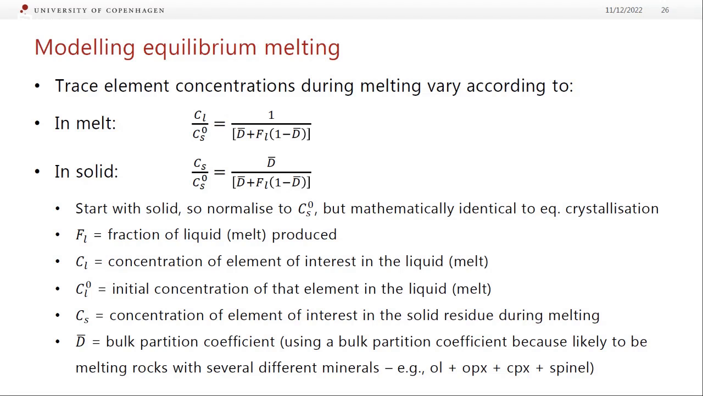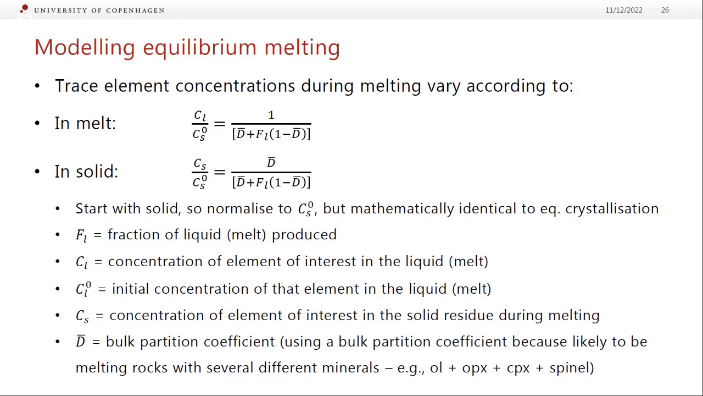All right. So for equilibrium melting, this is actually the exact same equation as for equilibrium crystallization. And that's because if everything's in equilibrium, it's completely reversible. It doesn't matter if we start with a melt and cool it, or if we start with solid and heat it, at the same temperature we'll have the same proportion of melt and solid, and you can do it either way, it doesn't matter. But the big difference here is we're starting with the solid, so our original concentration is the concentration C0 in the solid. So otherwise it's identical.